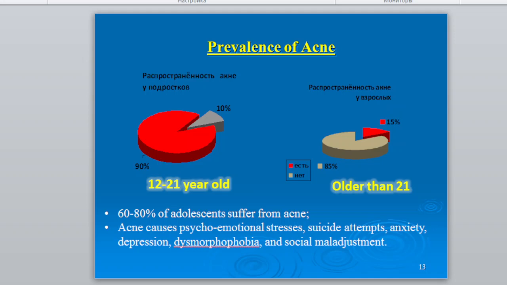Next, prevalence of acne. 60 to 80% of adolescents suffer from acne. Acne causes psycho-emotional stresses, suicide attempts, anxiety, depression, dysmorphophobia, and social maladjustment.